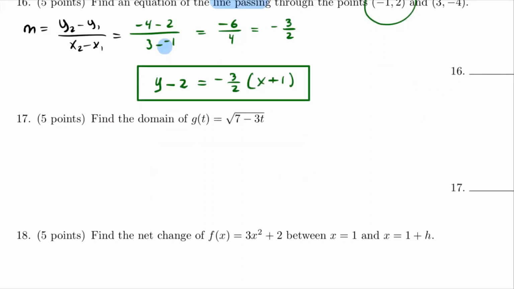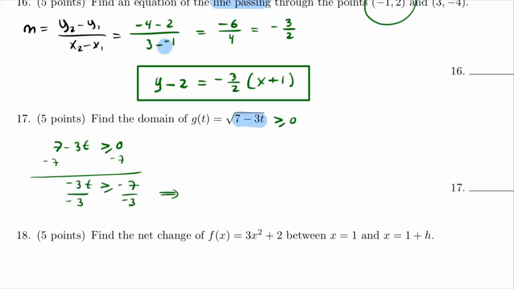Now find the domain of this function. Since it's a square root, we want this quantity to be always positive or non-negative. We want this to be bigger or equal to 0. So you can set it like this, 7 minus 3t greater or equal to 0. And now we just solve for t. So let's go ahead and subtract 7 on both sides. That gives us negative 3t is greater or equal to negative 7. Now we divide by negative 3. So here we're going to switch the direction of our inequality. So we got t is less than or equal to 7 over 3.